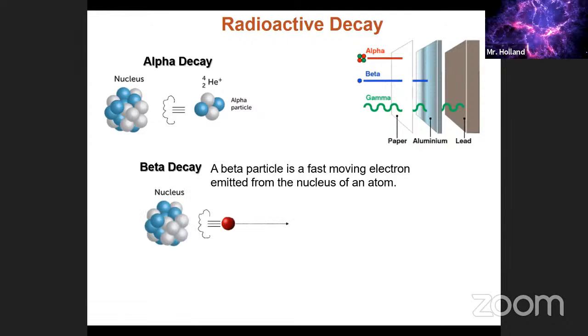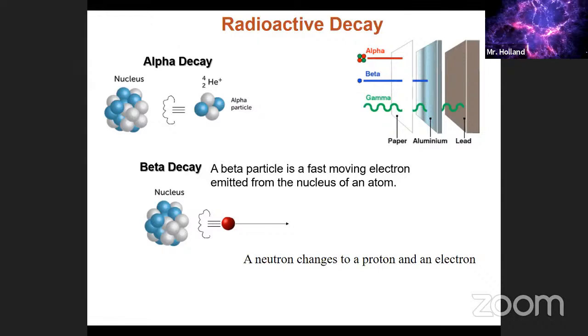So if you imagine again the nucleus being made up of protons and neutrons, blue protons, white neutrons, a red electron comes flying out of the nucleus of the atom. That happens when a neutron changes to a proton. When a neutron changes to a proton in the nucleus of the atom, again, the nucleus is trying to become stable, so it tries this, it changes.